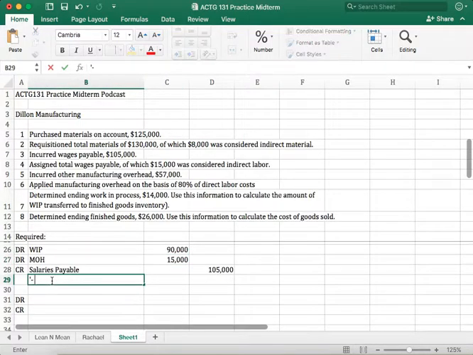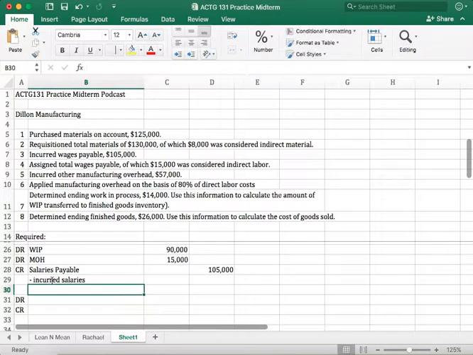And the explanation could just be incurred. I use salaries rather than wages. In my class, certainly in 131 and 121, they are interchangeable. When we begin working with payroll, there are some different rules. But for right now, they're interchangeable.